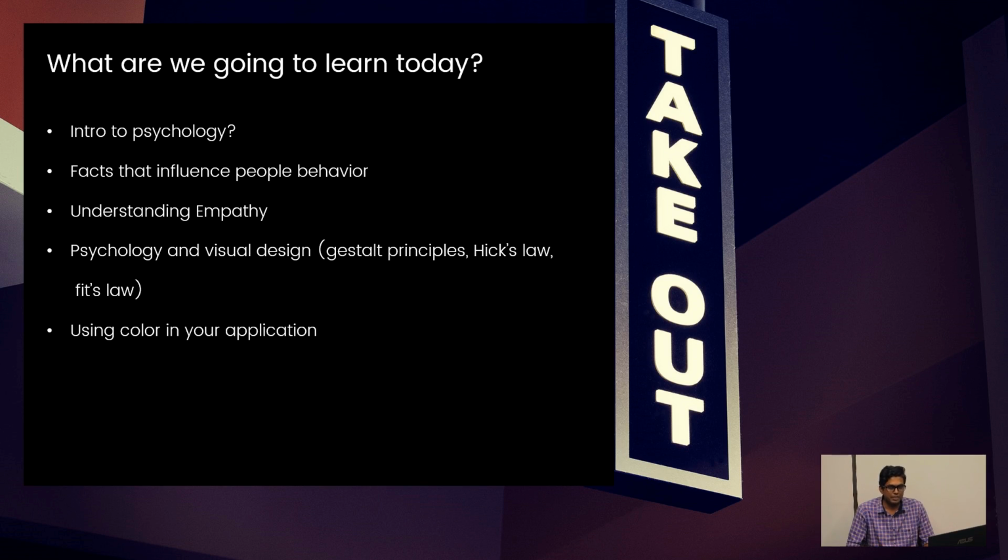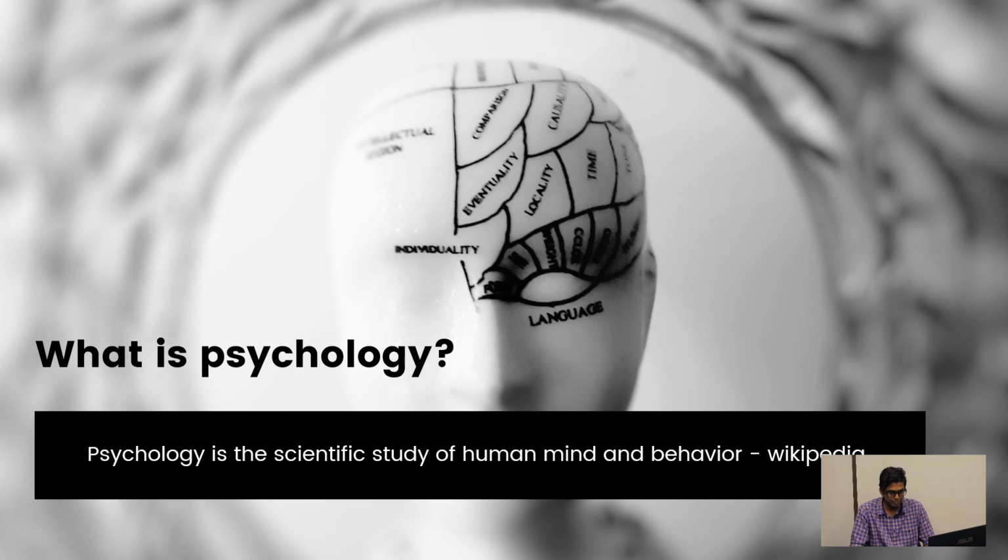Before starting everything, I need to tell you the story that I'm going to tell, at least a summary. First of all, we're going to know what is psychology, then facts that influence people's behaviors, and we're going to talk about empathy, and then psychology in visual design. We're going to talk about Gestalt principles, Hick's law and Fitts' law, and using color in your application. How to use colors in your application.